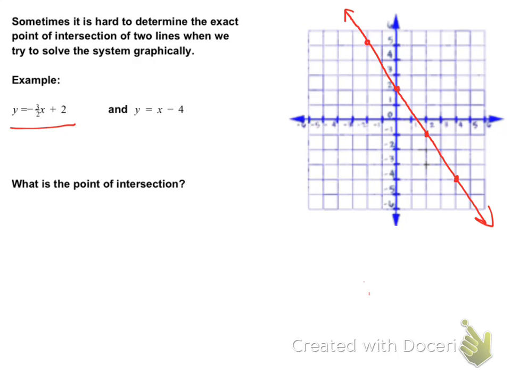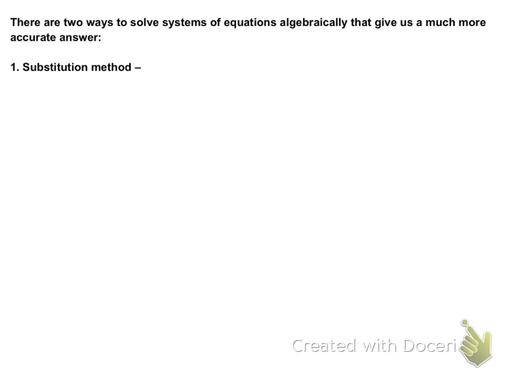I graphed the first line carefully in red, plotting every point I can in the coordinate plane given. And then I plotted every point that I could for the second line in green. You'll notice that we can't find definitively what that point of intersection is. We can estimate, but we can't find exactly what it is. And so this is one reason that we're going to learn two methods to solve systems algebraically.